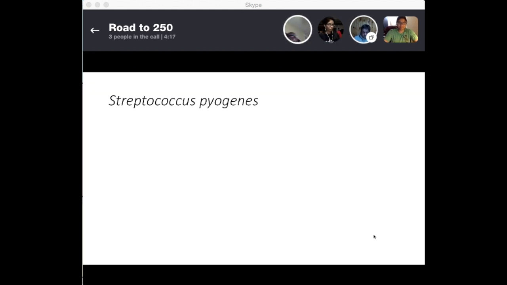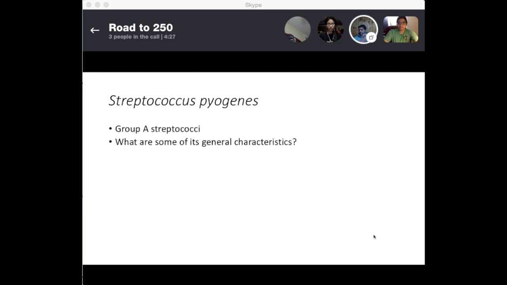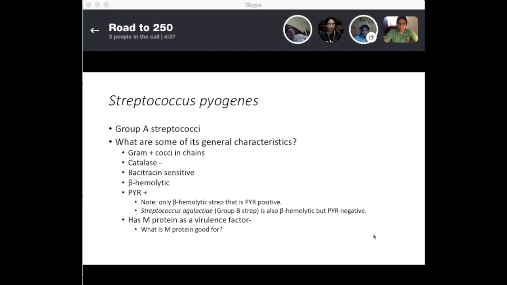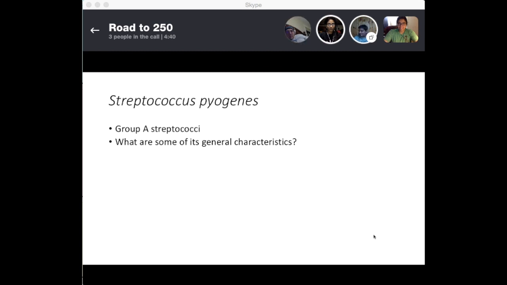Alright, Strep Pyogenes. Can you guys tell me? So it's also known as Group A Streptococci. What are some of its general characteristics? Gram-positive. Catalase negative. Beta hemolytic. Bacitracin sensitive or resistant? Sensitive.